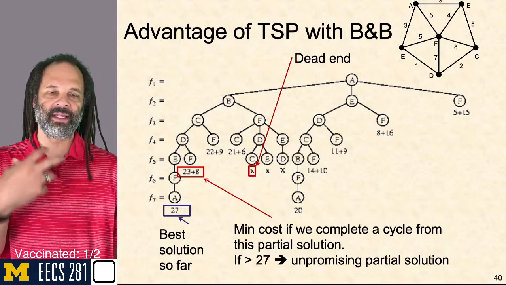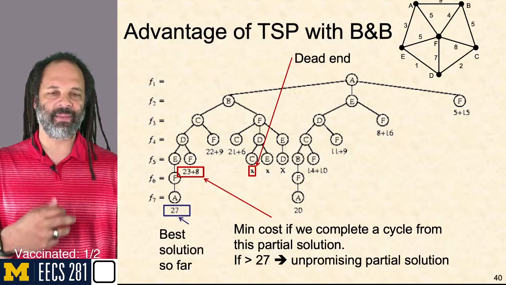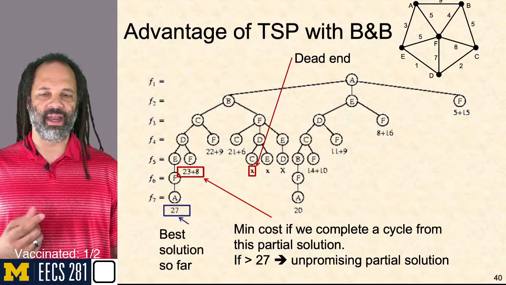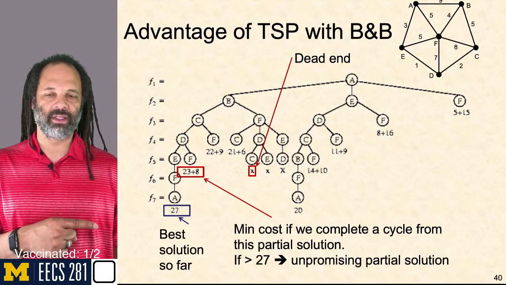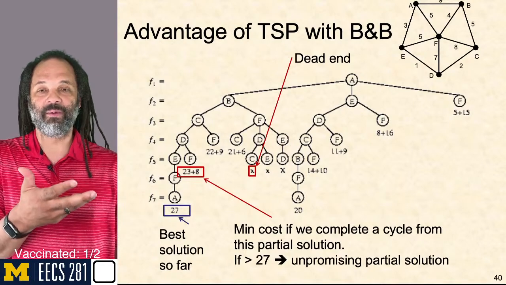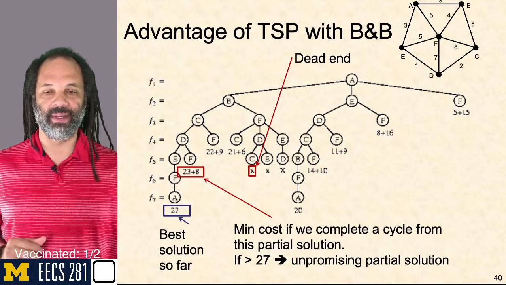If I had some function that would tell me, I think it's about 8 more from here, then I would say, well, why would I go farther then? I've got a 27, it's costing me 23 to get here, and I think there's 8 more. It's going to be way over what I've already got. So pruning happens there.